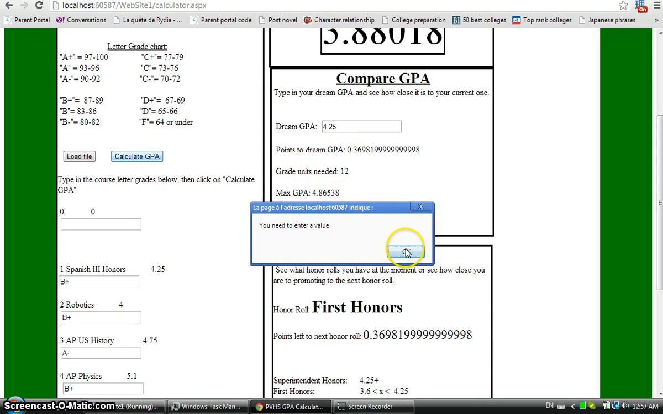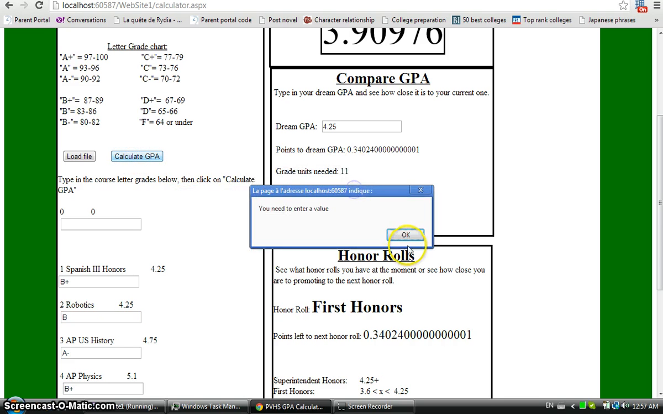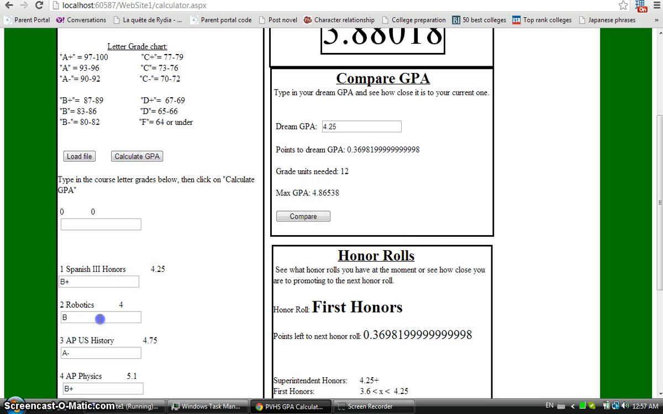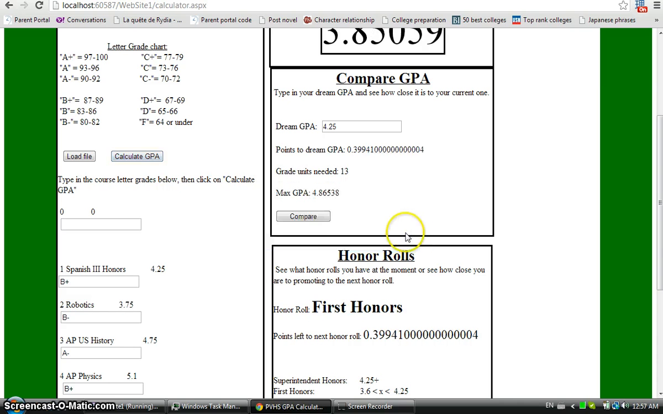Look, it shows 12. It should be 11 since fewer grade units are needed. Okay, and then let's go to a B. 12 grade units, you're even further away from a 4.25. A B minus, you decrease even more, and you're even further away with 13 grade units needed.